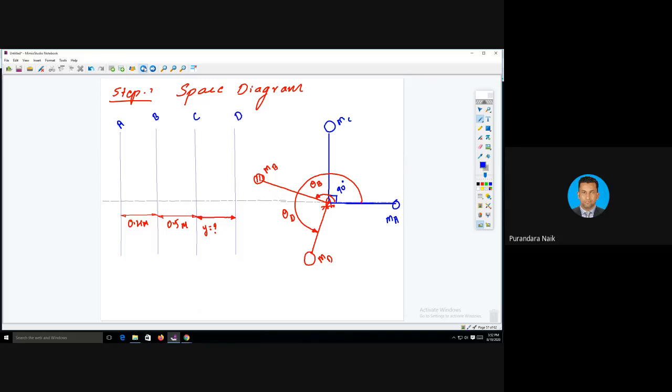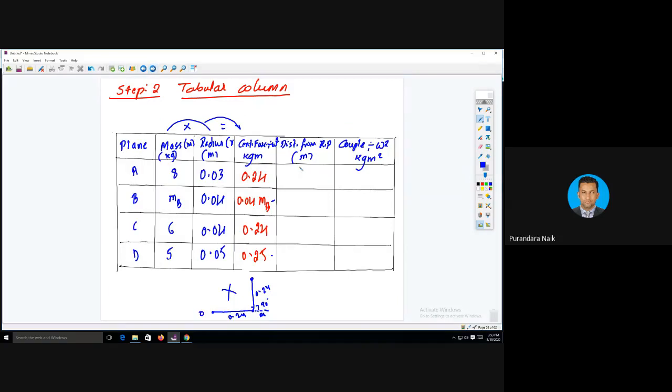So here, if you take A as a reference plane, because you know the angle of A is 0 degree. If you take A as a reference plane, what happens? This mass A, you know the mass as well as the angle of A. Angle of A is 0. Mass of A is 8 kg. Both are known. But if you take A as a reference plane, what happens? In the tabular column, the distance from the reference plane to A is 0.